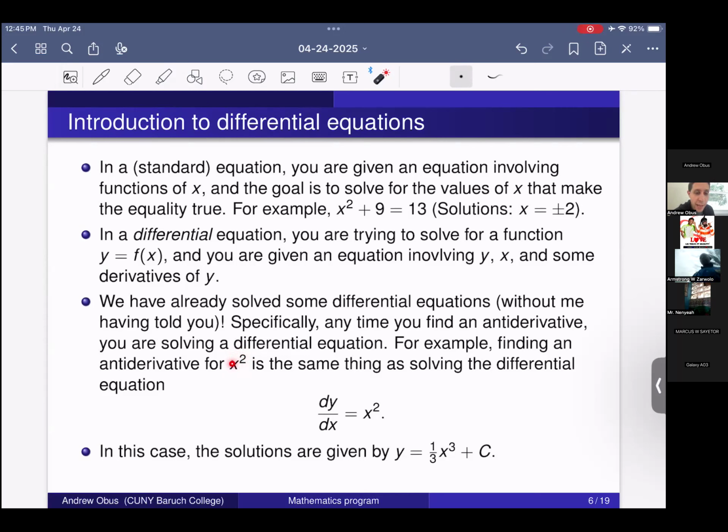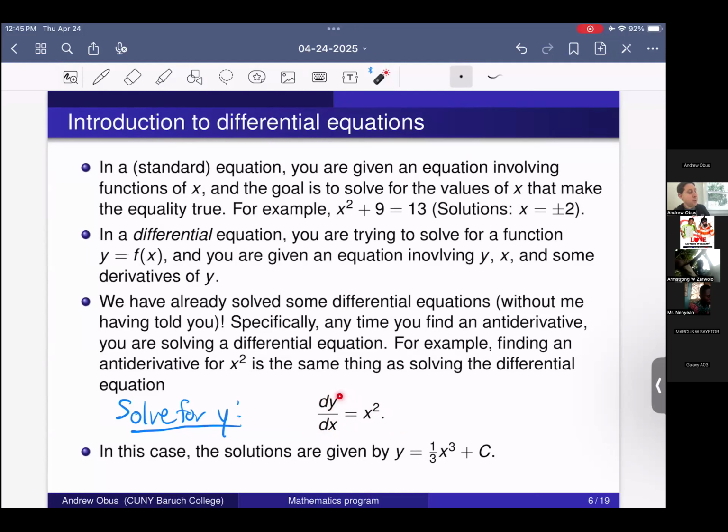Well, what's another way of saying this? What does it mean to find an antiderivative of x squared? What we're really trying to do is solve for y, and we have the equation dy/dx equals x squared. We're trying to find a function y so that its derivative with respect to x is equal to x squared. This is what it means to find an antiderivative. It's called a differential equation because there's a derivative in the equation, and we want to know what value of y makes this true.